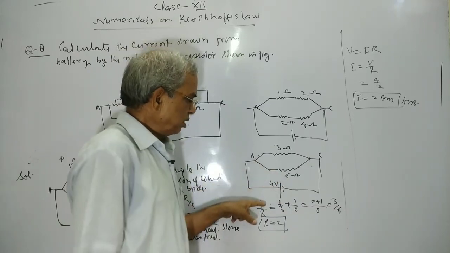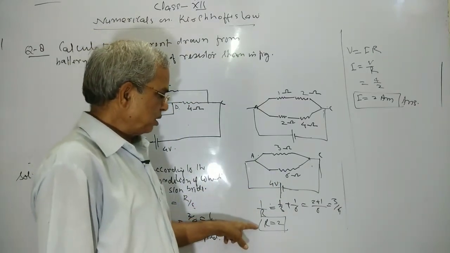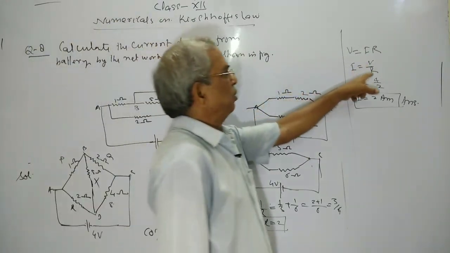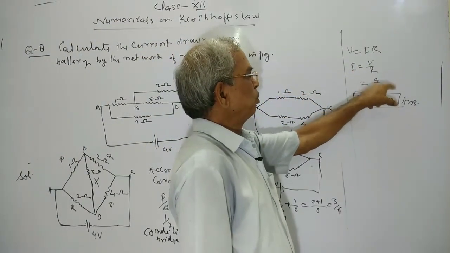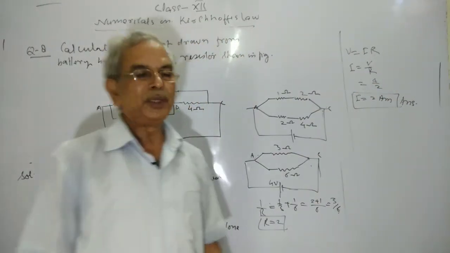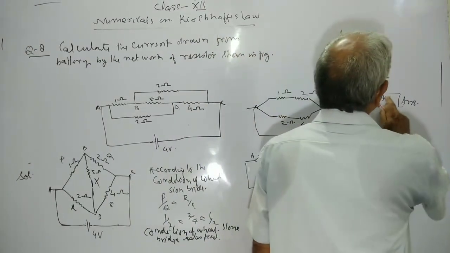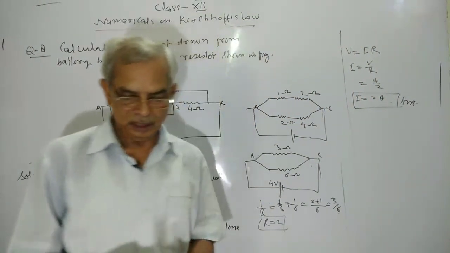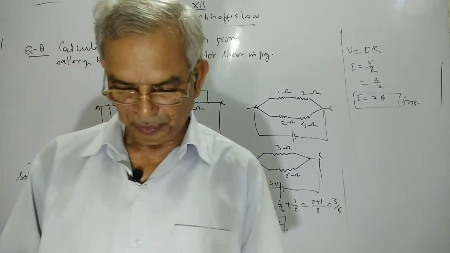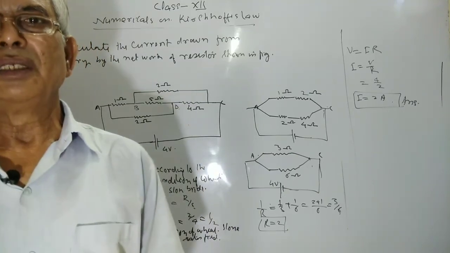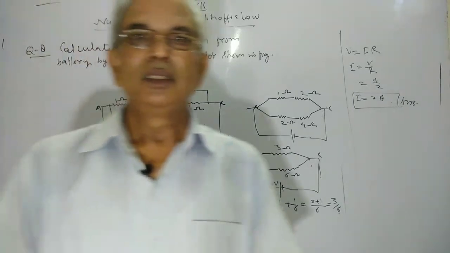Now these are in parallel. So the net resistance is 2 and the current is V upon R. V equal to 4 volt and R equal to 2 ohm. Then current is equal to 2 ampere. 2A is the answer. This is our final numerical of this chapter. Now we finish.